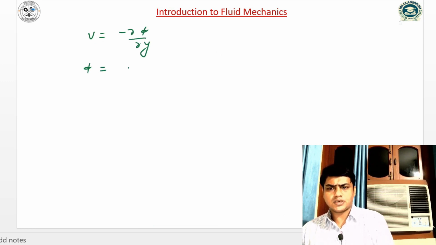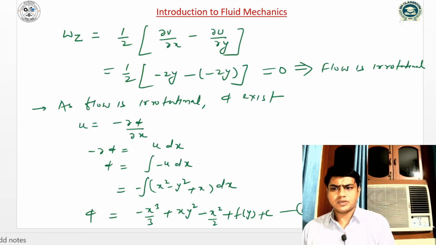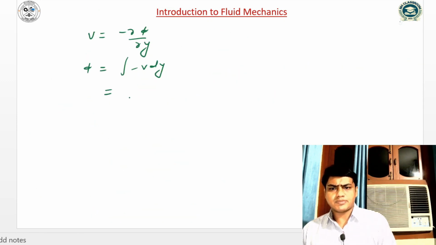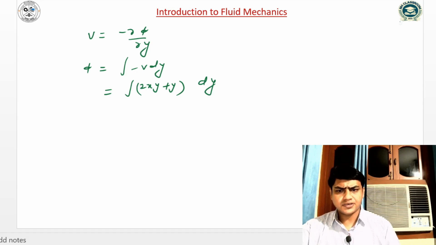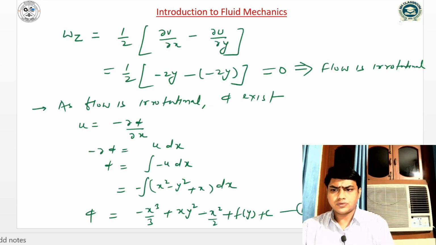So here phi can be written as minus v into dy. Velocity v component is minus twice xy minus y, so v is equal to minus minus, it is plus, so twice xy plus y into dy. If I integrate this function, phi can be computed as phi is equal to xy square plus xy plus fx plus c. Let us assume this is equation number 2.